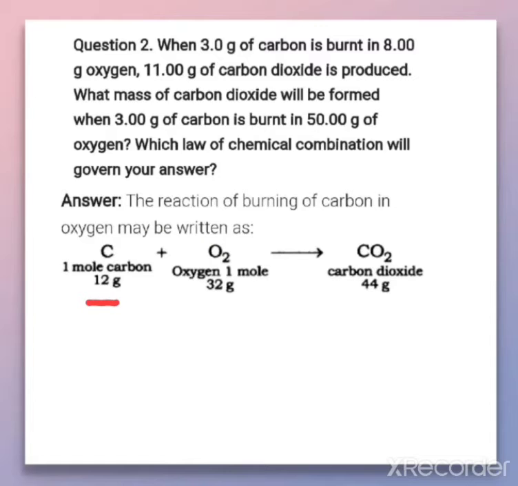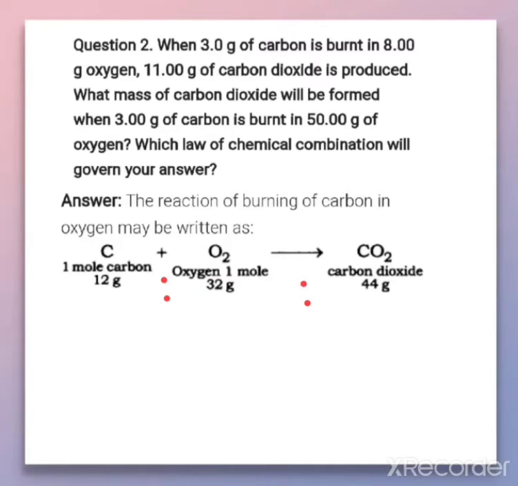That is 12 gram. Mass of 1 mole of oxygen, that is 32 gram. That is the molar mass. And 1 mole of carbon dioxide mass is 44 gram. We have already discussed how to find out molar mass. So when you find this out, what is the ratio of 12 is to 32 is to 44?